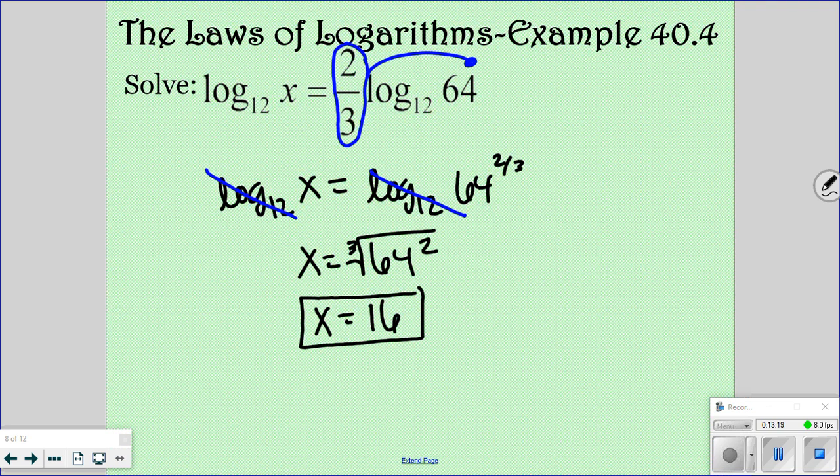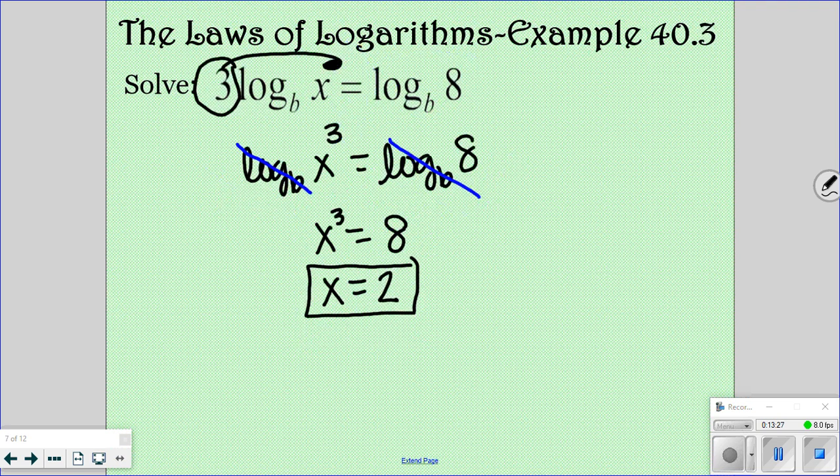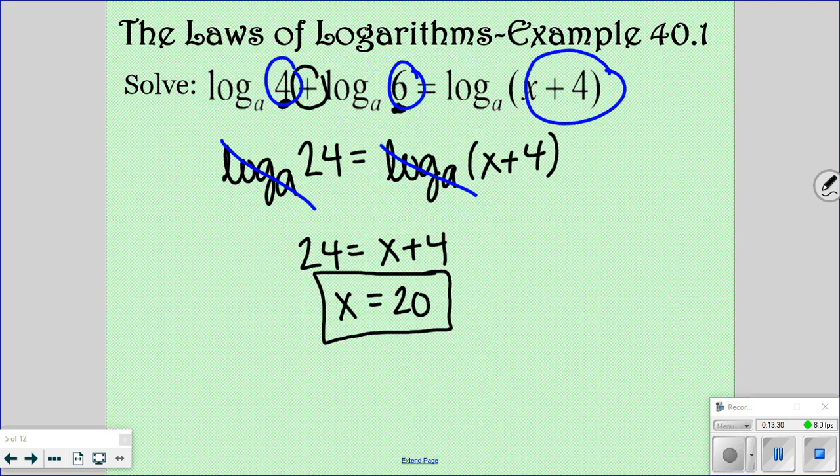Okay, so that's how you use your laws of logarithms. They're not terribly difficult, but you have to make sure that you use them appropriately. You can't just cancel, go back to the first example. You can't just cancel the logs back up here and say 4 plus 6 equals x plus 4. That does not work. So don't try and just cancel them until you have one log on either side.